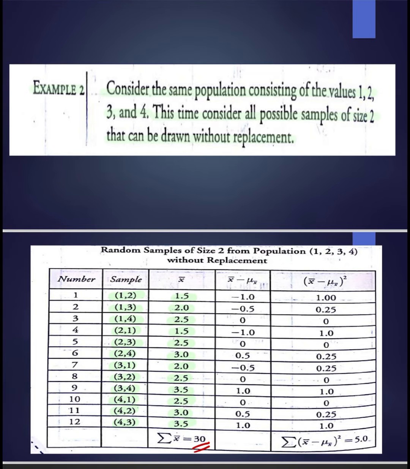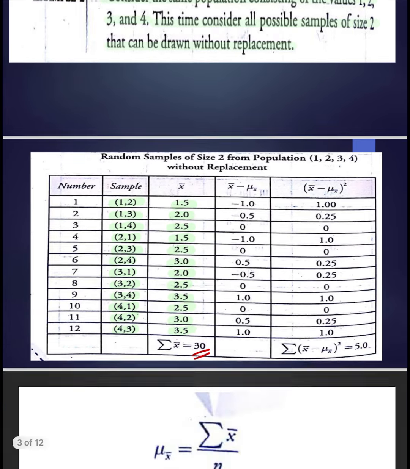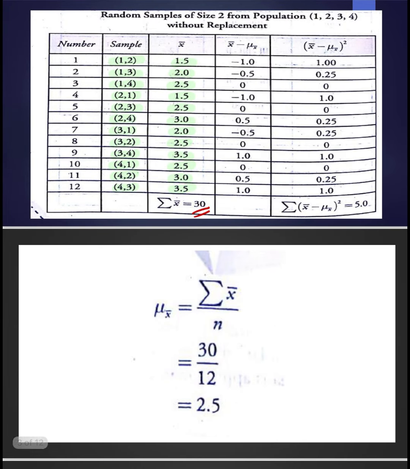Since the summation of the sample means is equal to 30, we are now ready to calculate the mean of the sampling distribution of means. Using the formula, mu sub x bar is equal to the summation of the sample means over n. So what is the summation of the sample means? 30. Let's replace it by 30 divided by the number of observations, which is 12. Therefore, 30 divided by 12 is 2.5.